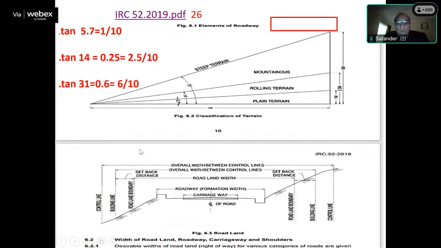So how to find what is the meaning of 5.7? If you take tan theta, tan theta is perpendicular upon base. So it is coming 1 upon 10. So 10 meter by 1 meter. If you take 14 degree, if I take tan 14 degree value, you can put in your computer, mobile also, you will get 0.25. So 2.5 divided by 10. So 2.5 meter height, horizontal 10 meter, rolling. If 10 meter by 6, more than 2.5 up to 6 meter, it is a steep terrain. So this is the thing.